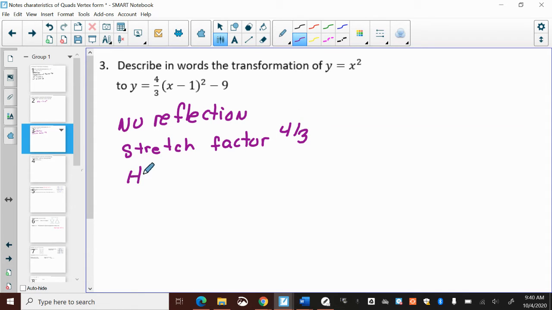The horizontal translation, question number 3, is 1 unit right. You can just use R, that's fine. Opposite of minusing, going left should be going to the right. And then a vertical translation of 9 units down.